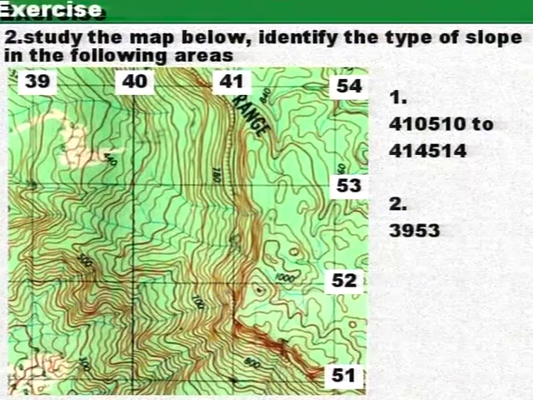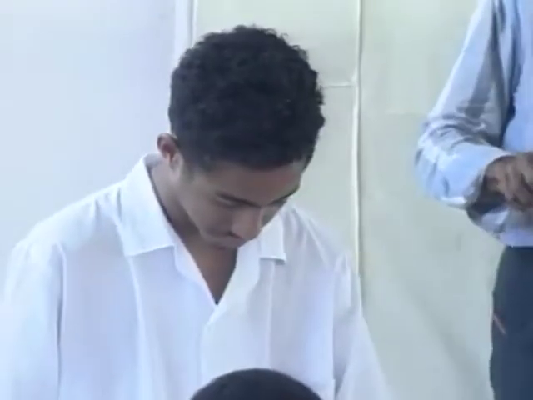Anyone got the answer for the first one? 410510 to 414514. Anyone got an answer? Ovio, what is your answer? Okay, that's for the first one, 410510 to 414514. Okay, Ovio is going to give us an answer for that one.